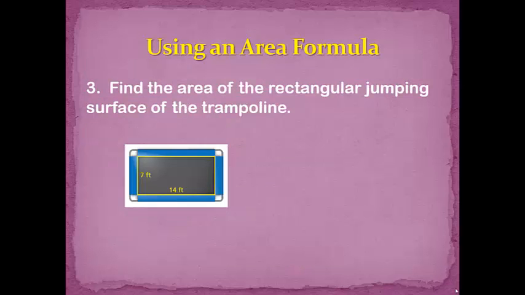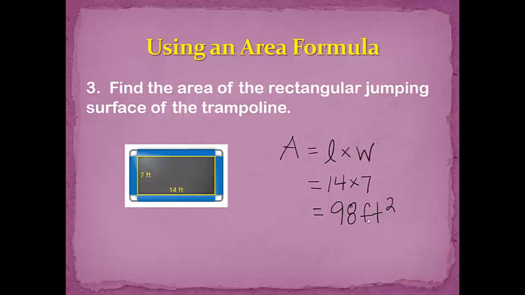Next, we're using an area formula. So for number 3, we're going to find the area of the rectangular jumping surface of the trampoline. Our formula is going to be area equals length times width. So we're going to multiply 14 times 7 to get our area, and 14 times 7 equals 98. Now we need to label. We were using feet in the problem, so this is going to be 98 square feet. It is square feet because we did feet times feet.